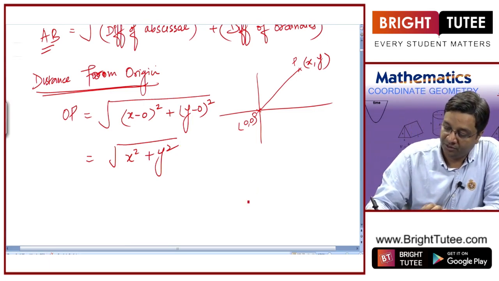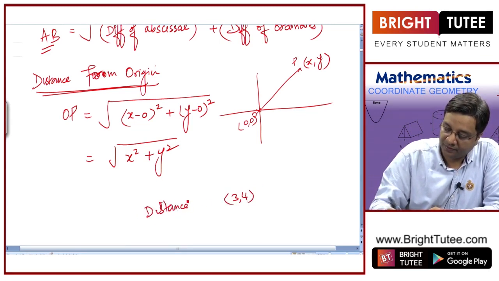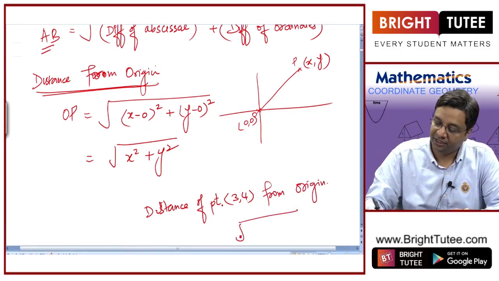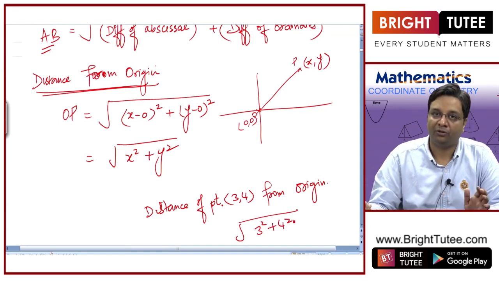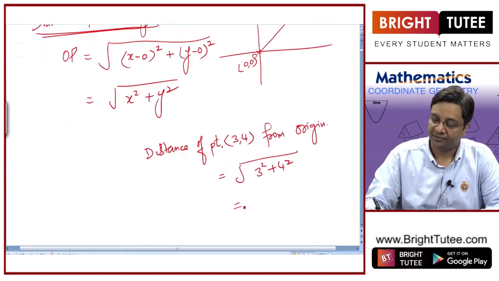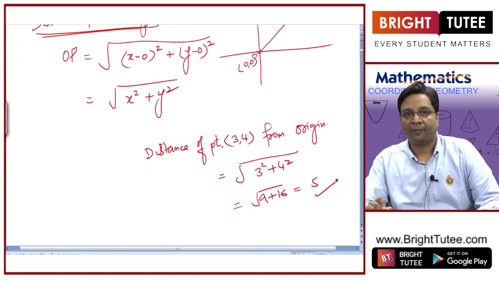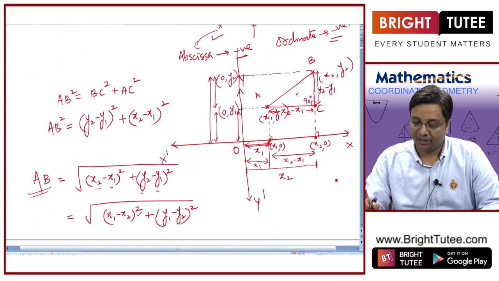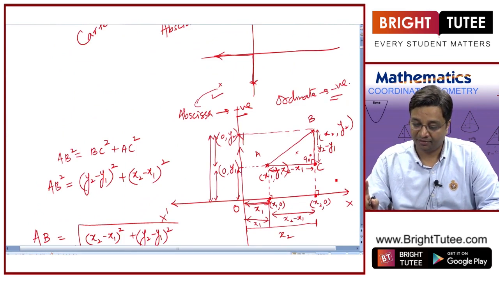For example, you need to calculate the distance of the point (3, 4) from the origin. What will be the distance? It will simply be the square root of 3 square plus 4 square, which is the square root of 9 plus 16, equal to 5. So this is how you calculate distance from the origin. Okay, I hope the distance formula is clear by now.